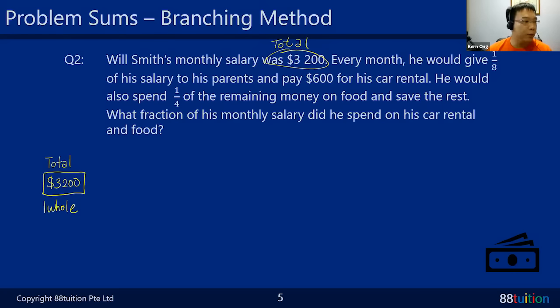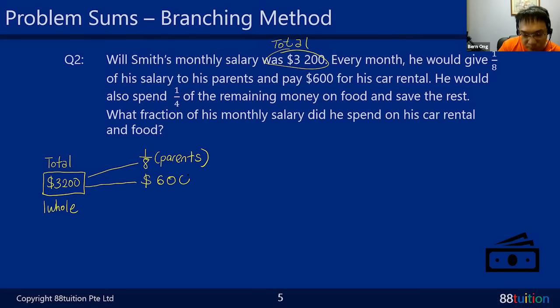So here, he will give what? 1/8 of the salary. All right, 1/8 of the salary means 1/8 of it will go to his papa, mama, that's called parents. So 1/8 part is given to the parents. And not only that, look, $600 is for car rental. So the $600 also comes from here. Can you see that?